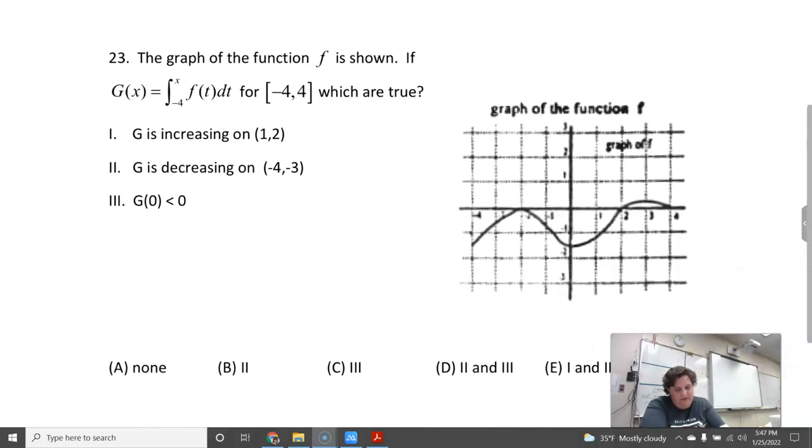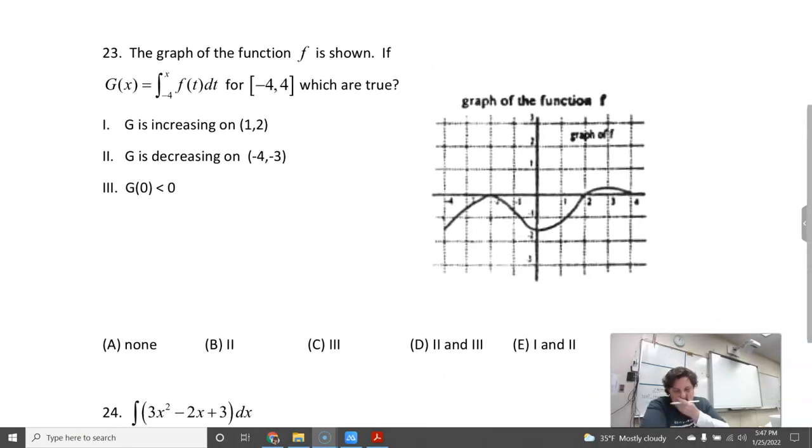All right, let's take a look at number 23. The graph of the function f is shown. If g of x, some other function g, is the integral from -4 to x of f of t dt, which are true? All right, this is tricky. I got to go back to definitions.